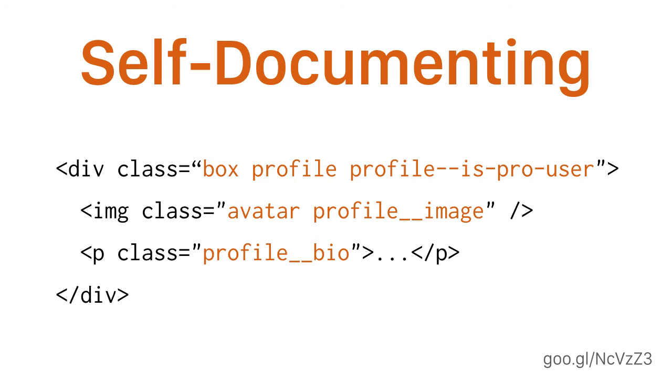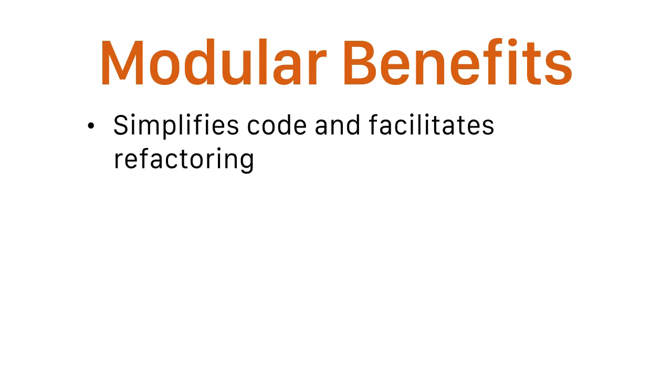Now, I don't know what these do. I would have to go look at the CSS, but I can make a guess, right? Profile is our actual module here. Box and avatar are separate classes that affect the way it looks. So maybe profile image just puts the image on there with the right size, and avatar makes it circular. I don't know, but the point is, at a glance at this code, it's self-documenting. I know what parts are related, and I have a good idea of where to go look in my CSS files to find out what they do.